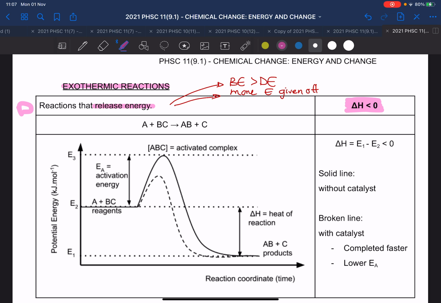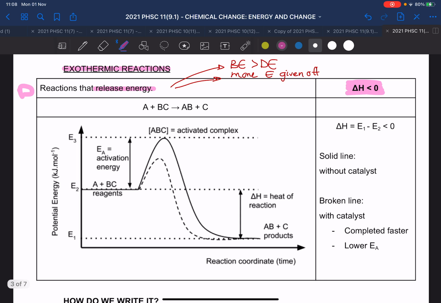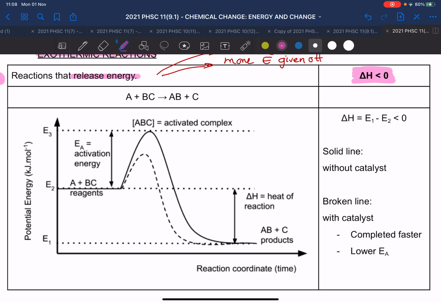A way they can indicate to you that the reaction is exothermic is they'll say the heat of the reaction is negative, or the energy that is given off by the products is bigger than the reagents. Let's look at this hypothetical reaction. This graph you need to know very, very well. You need to know everything on it, and you need to be able to draw a graph like this.